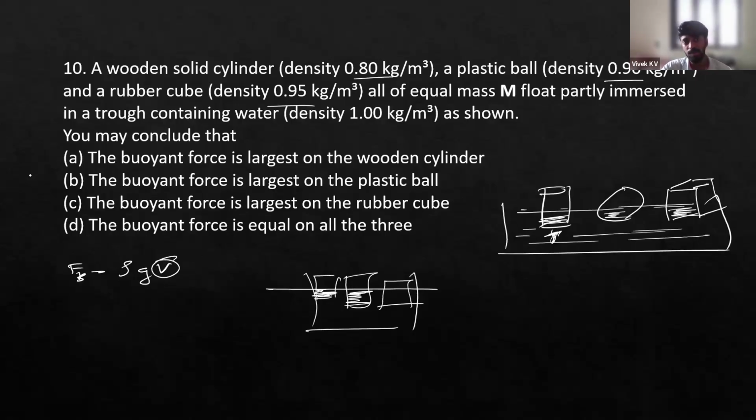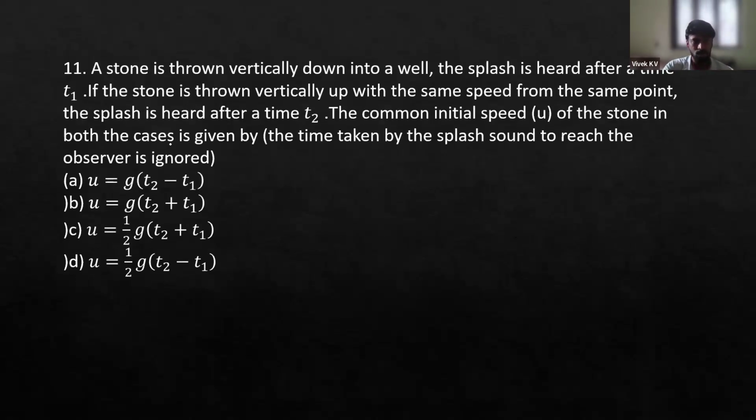So here in this case, the lowest density is for the wooden solid cylinder. So the buoyant force will be largest on the wooden cylinder. Okay, so option A will be the correct answer. Now moving on to the next question.